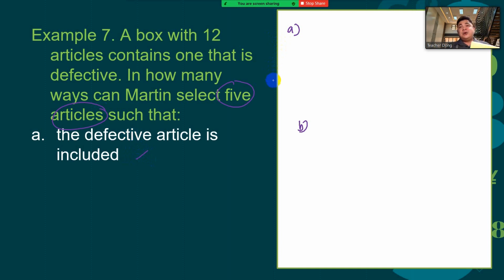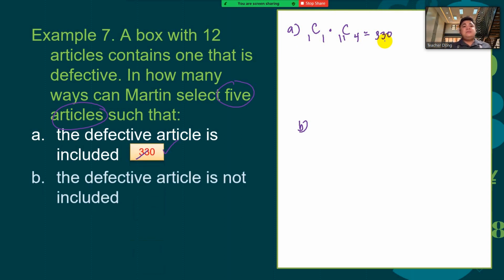We have 2 varieties of articles, one defective and the rest are not defective. So in this case, we have combination since we only have one defective, taken 1 automatically. So one of the 5 articles is defective because according to the restriction, the defective article is included. So how many are remaining? We have 4, and then your n is 11. Okay? So combination of 1 taken 1 times combination of 11 taken 4. So if we're going to solve this, we have 330 possible arrangements or combinations.